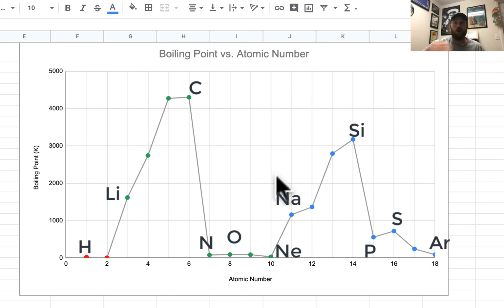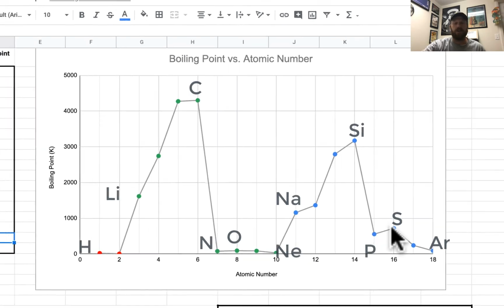So the trend for a row on the periodic table would be the boiling point increases for metals and decreases for nonmetals. Down a group or family of metals, you can see the boiling point decreases. Look at lithium and sodium here. However, for nonmetals, the boiling point increases down a group. Look at oxygen and sulfur here. The trend for boiling point is definitely more difficult to see, but there is no doubt a pattern exists.